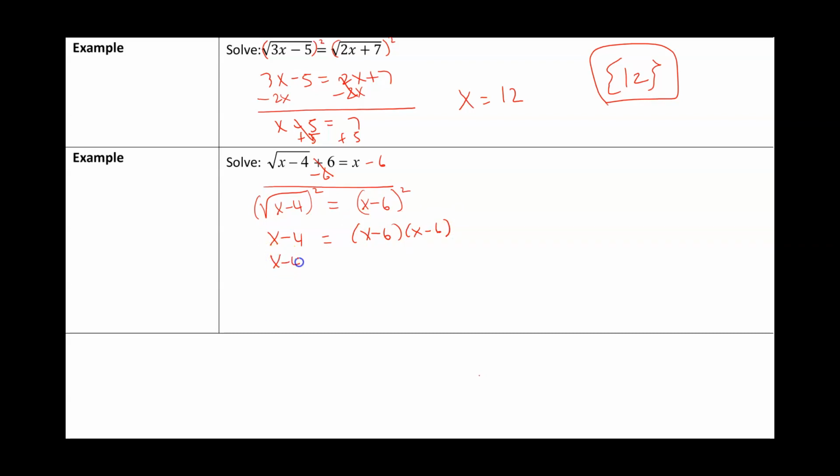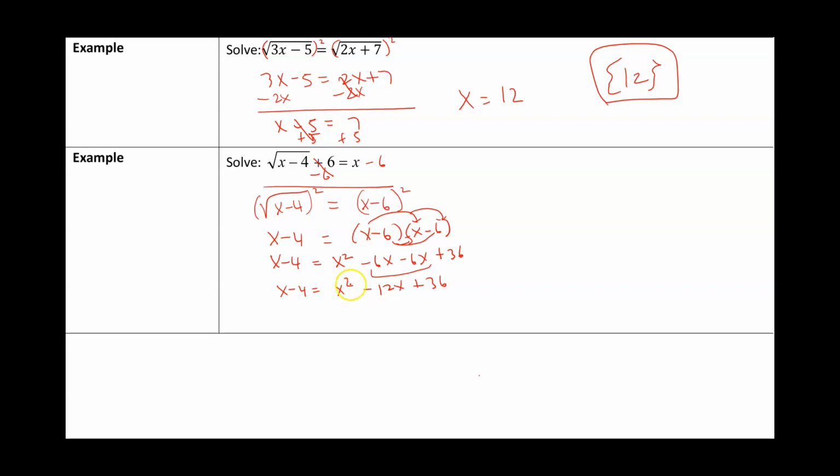So we have x minus 4 on the left. On the right side, let's FOIL this. So we have our first terms, x times x, that's x squared. Our outside terms, x times negative 6, that's negative 6x. Our inside terms, negative 6 times x is negative 6x. And then our last terms, negative 6 times negative 6 is 36. So that's FOIL. And then we need to combine our like terms. So we have negative 6x and negative 6x. So this gives you x squared minus 12x plus 36.